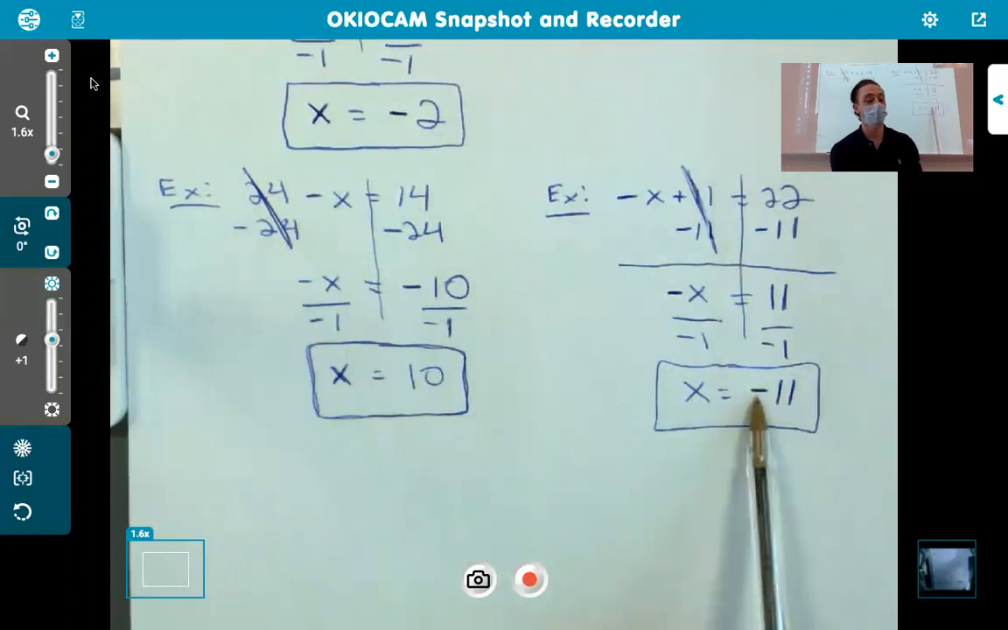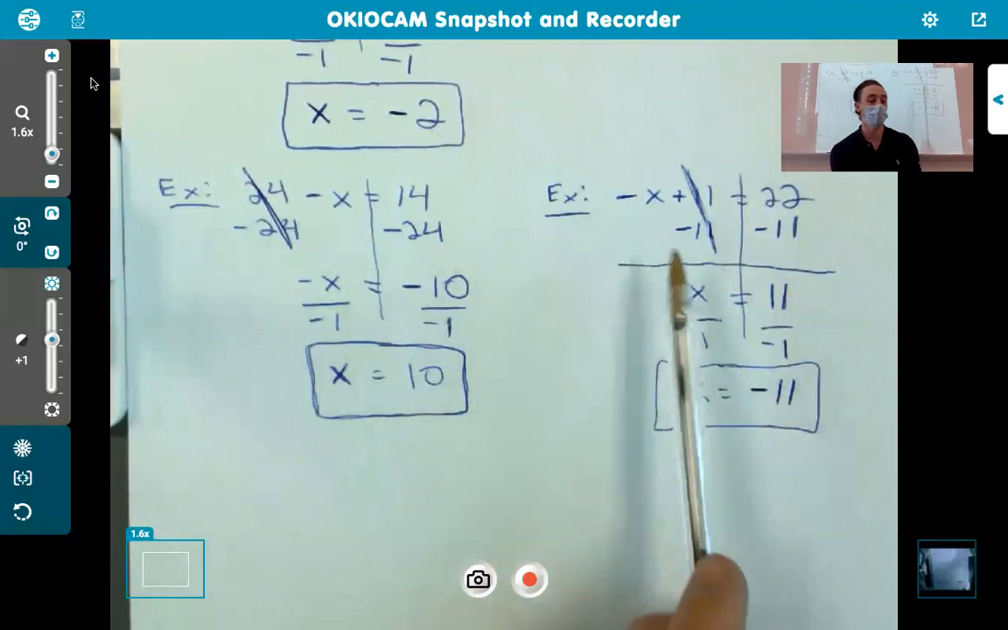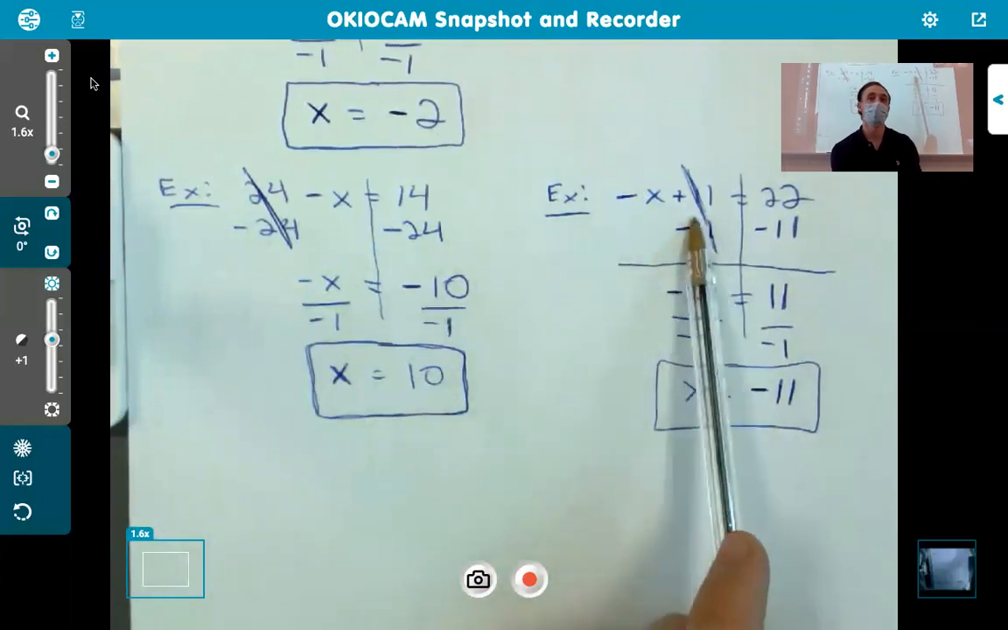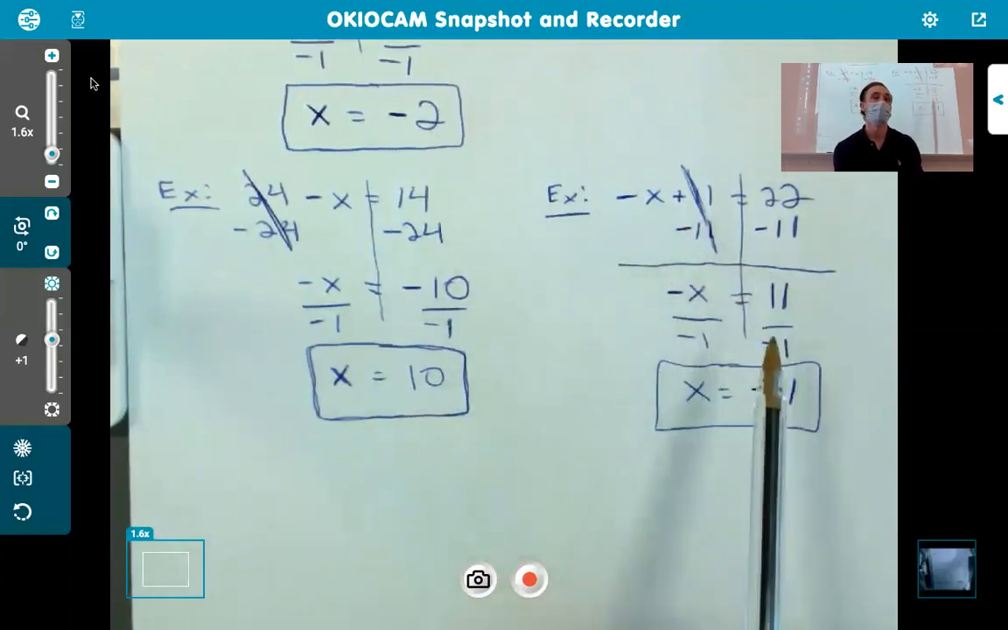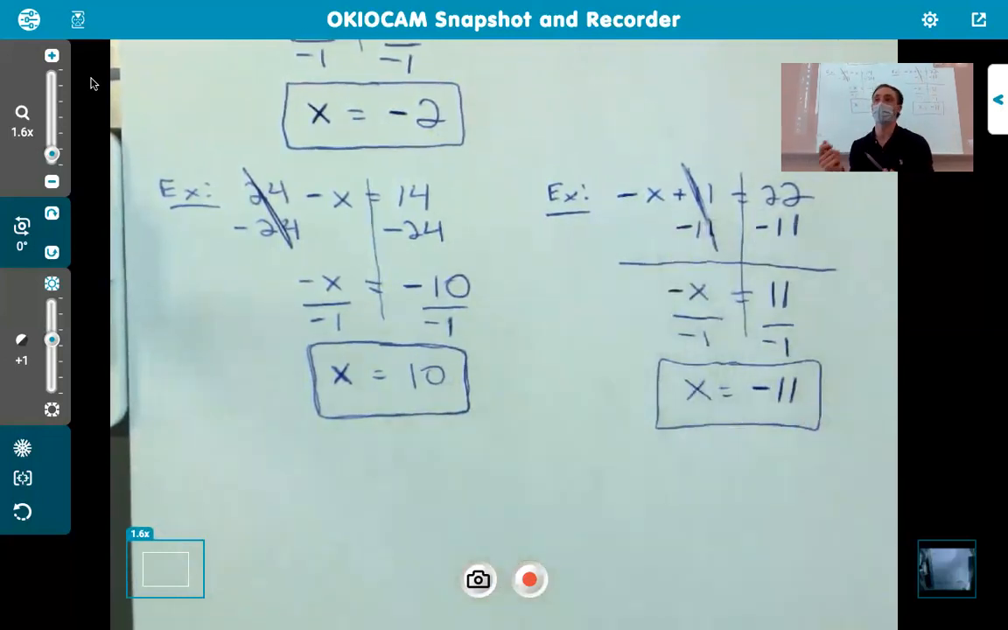Again, if you were to plug in negative 11, that's a double negative. They cancel out. 11 plus 11 is what? It's 22, and 22 I would have on both sides. So I know that that's my solution, right? It's a way for us to check our answers. And I would suggest that after each problem, you check them, okay?